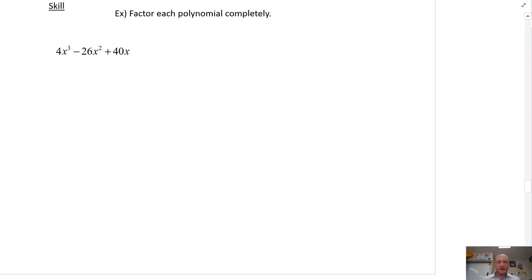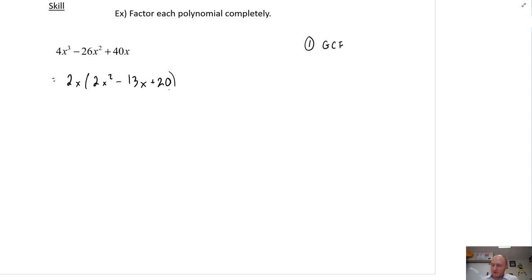Here I have a trinomial, and again, step 1, what I'm going to do to factor is identify the greatest common factor. So it looks like I have a 2 in common, and then an x. So that's my GCF. And left over is 2x squared minus 13x plus 20.